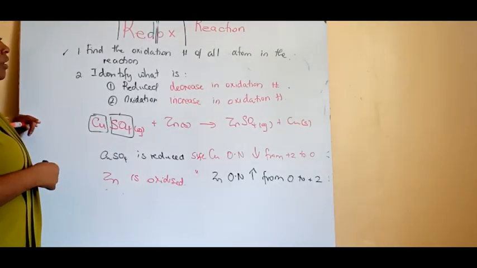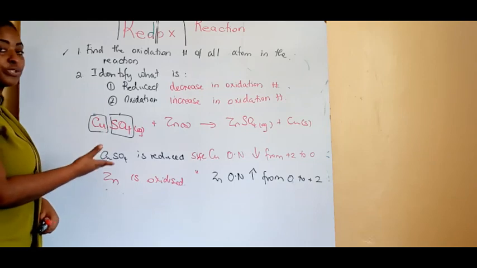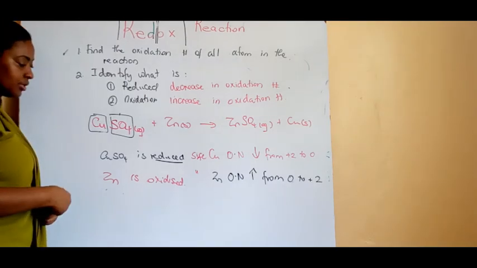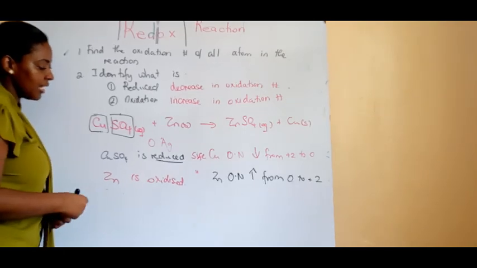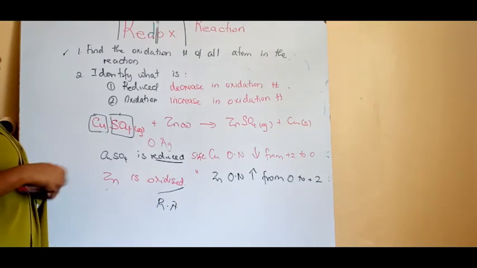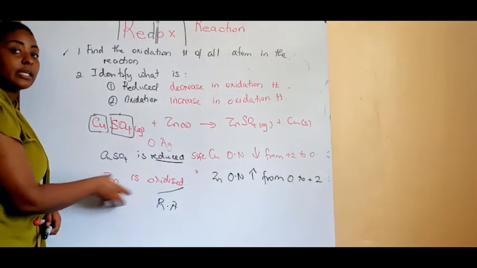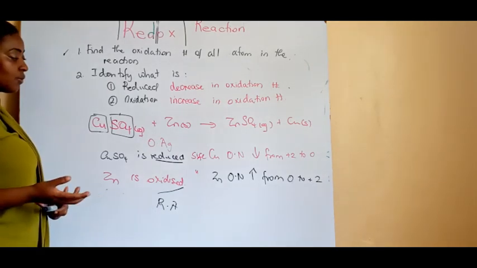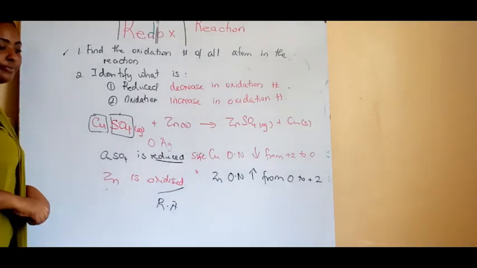Alright, so this is a general fact. The substance which is reduced is always going to be the oxidizing agent. So whatever is reduced is going to be the oxidizing agent, right? Whatever is oxidized is going to be the reducing agent. So in this scenario, we could say copper sulfate is the oxidizing agent, and zinc is the reducing agent. Whatever is oxidized is the reducing agent, whatever is reduced is the oxidizing agent.